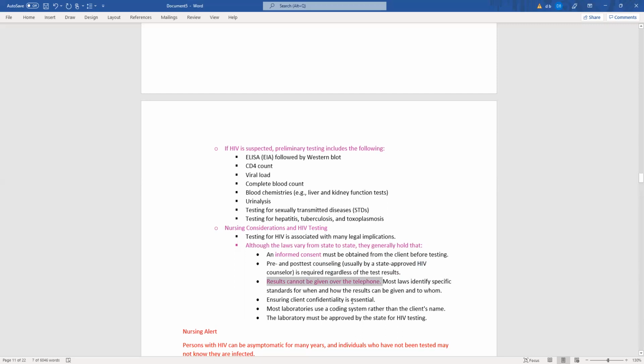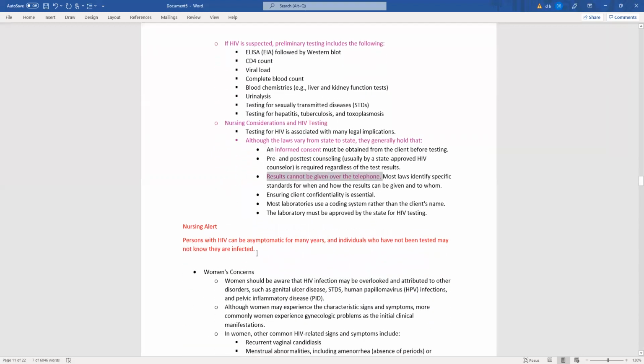Ensuring client confidentiality is essential. Most labs use a coding system rather than the client's name. The lab must be approved by the state for HIV testing. Okay? Most labs use a coding system rather than the client's name, and the lab must be approved by the state for HIV. So look over these things. I feel like that's important. That's why I highlighted the whole thing.